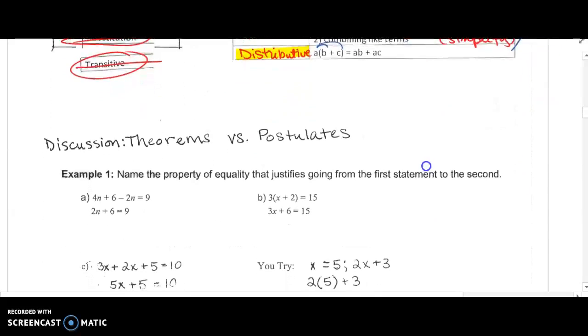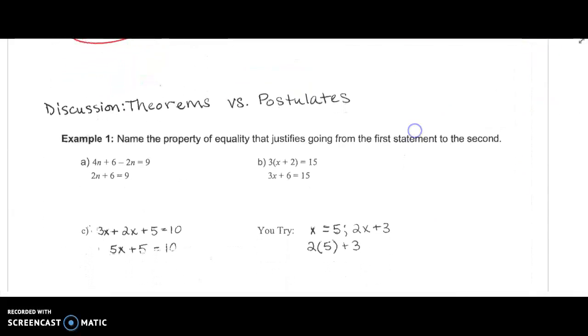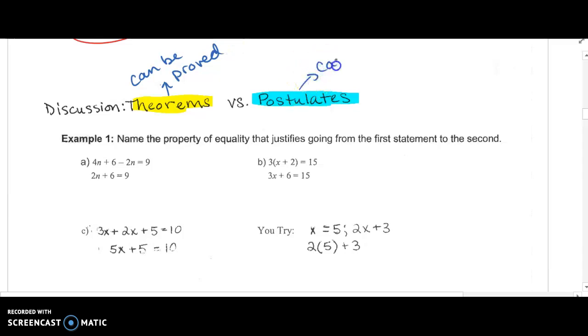One thing before we test this out, I just wanted to differentiate. We've been talking about theorems and postulates, but I'm not sure thus far we've talked about the difference between theorems and postulates. Theorems are things that can be proved. You can write a proof. They're rules that can be proved. And postulates cannot be proved. We just all assume that it's true because there's no way to actually prove it.